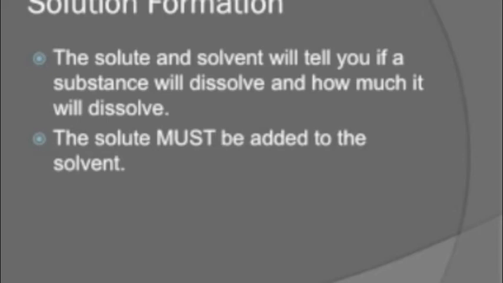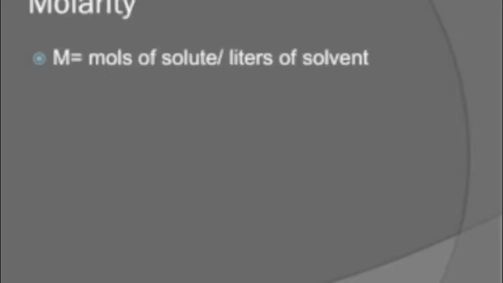The purpose for the solute and the solvent is it will actually tell you if the substance will dissolve and how much it will dissolve. The solute must always be added to the solvent, so the solvent can never be added to the solute because it will not dissolve. To find molarity, you can use this formula that's on the screen, and it's moles of solute over liters of solvent.